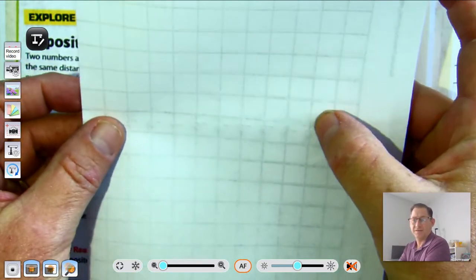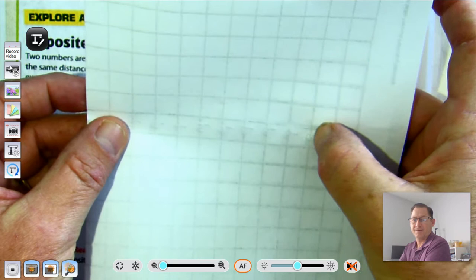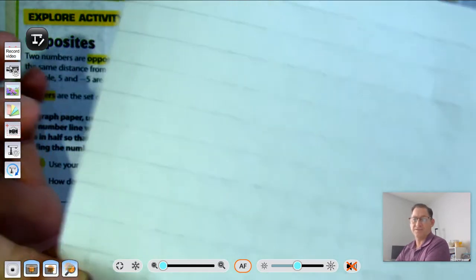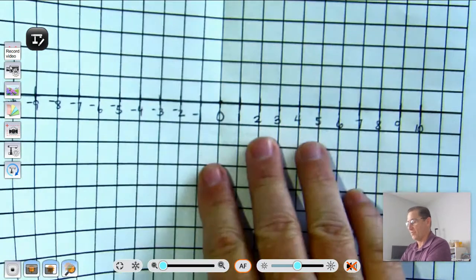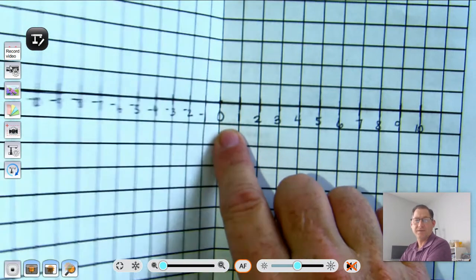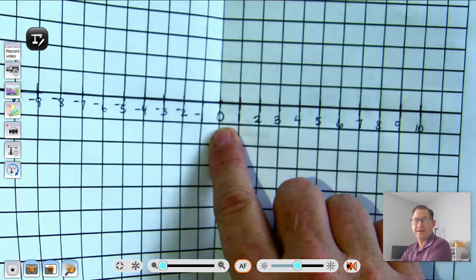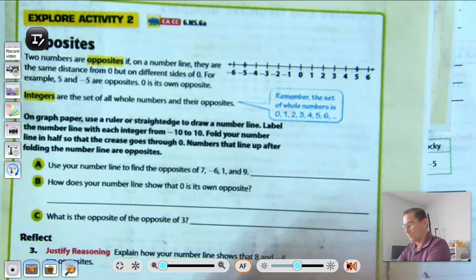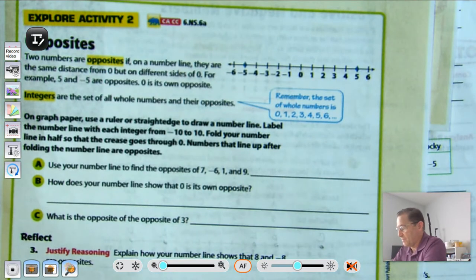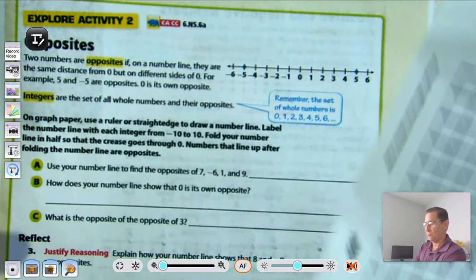So again, it's kind of hard to see it, but negative 10 is here. Positive 10 is on the other side. Okay. So when they fold it, they go through each other. You'll notice that 0 is cut in half. It goes right through 0. All right. So use your number line to find the opposite of 7, negative 6, 1, and 9.